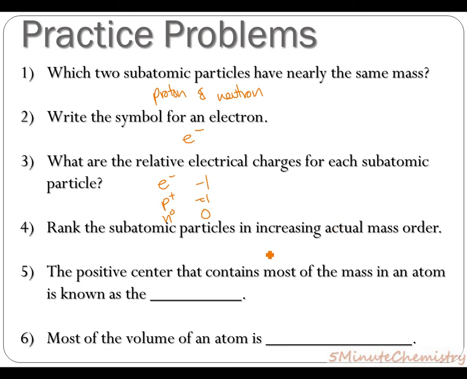Rank the subatomic particles in increasing actual mass order. So increasing means we want low to high values. And the lowest, the smallest mass is our electron, followed by the proton, and very, very close, they're approximately the same, but the neutron is slightly larger in mass than the proton. The positive center that contains most of the mass in an atom is known as the nucleus. And lastly, most of the volume of an atom is actually just empty space.